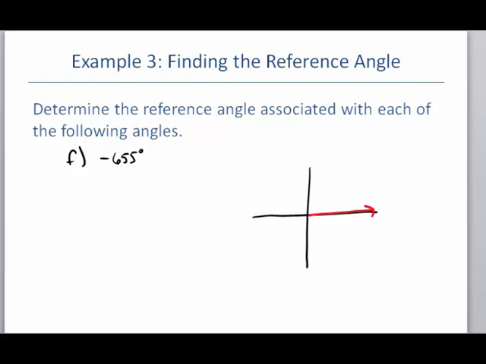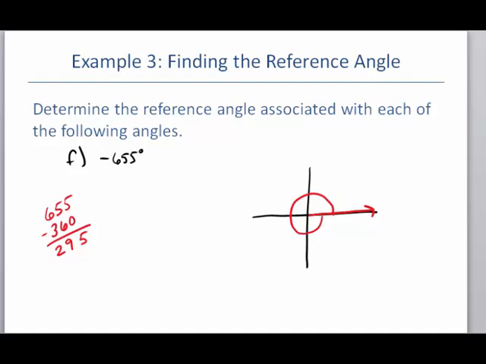All right, so we are rotating down instead of up because of the negative. If I rotate all the way around, remember that I've gone 360 degrees. So right now I'm going to say, all right, 655 minus 360. And let's see how much of an angle we have left. So we have 295 degrees left.